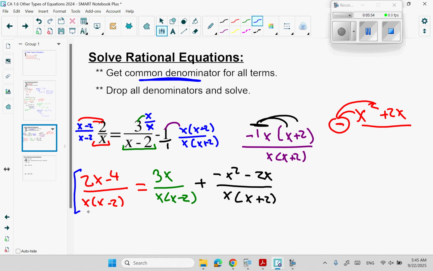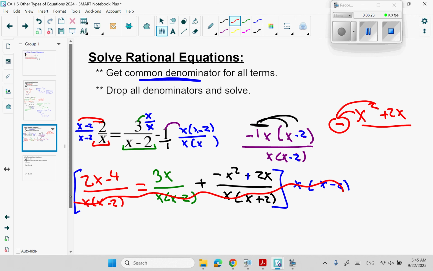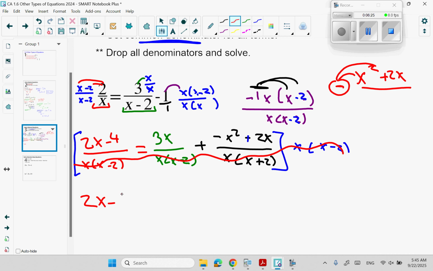Now that we have the same denominator everywhere, we can multiply the entire thing by x minus 2. This should have been x minus 2 from the beginning. I don't know why I had x plus 2. Which means that this should be a plus. Goodness gracious. I apologize if I caused some confusion there. This x minus 2 cancels out the denominators everywhere. So we get 2x minus 4 equals 3x minus x squared plus 2x.